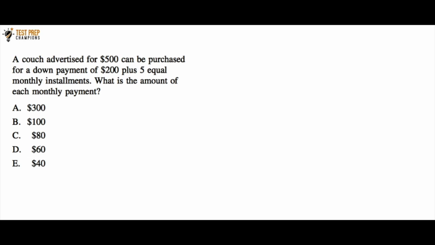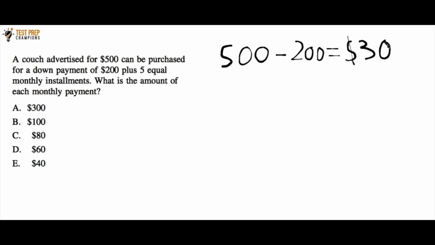Okay, so basically, we know that there's a $200 down payment required on the couch. So how much is left after that payment? Well, 500 minus 200 is 300. After that $200 down payment, there is a total of $300 that the person buying the couch is going to have to pay before they officially own that couch. And that $300 is split over 5 equal monthly installments. In other words, we're going to do 300 divided by 5, and the answer is 60.